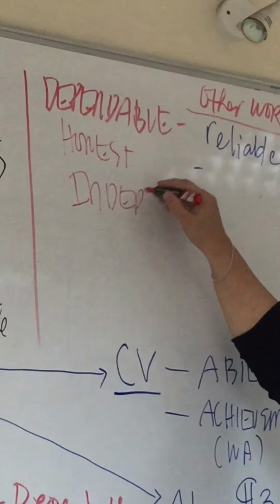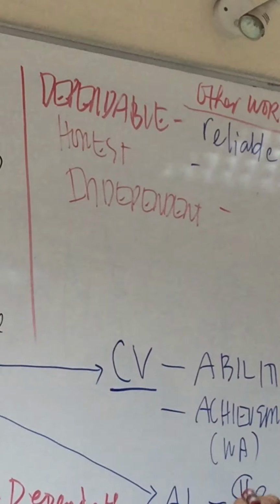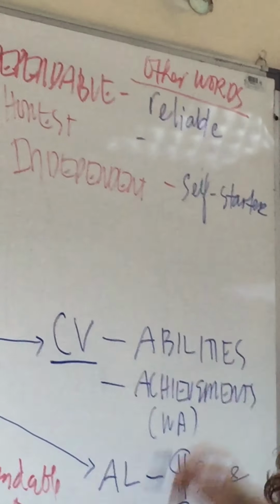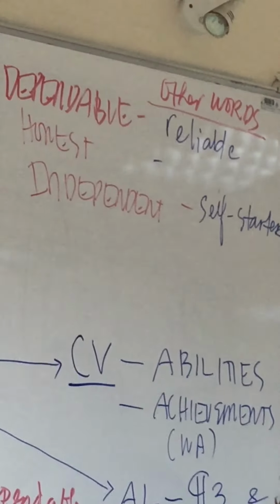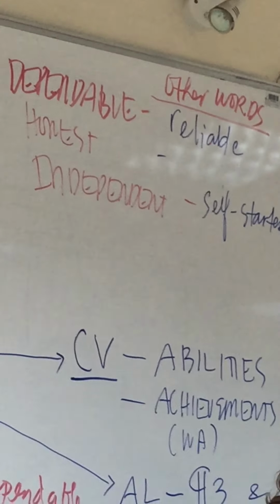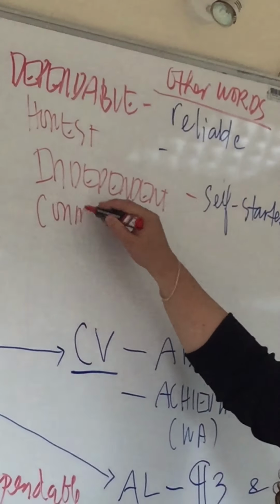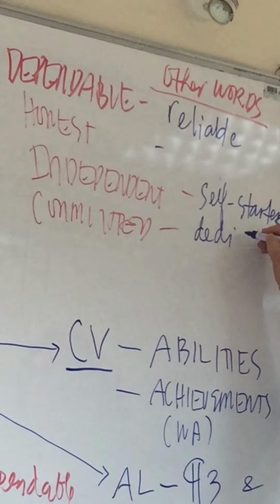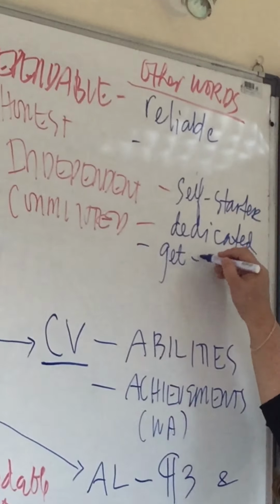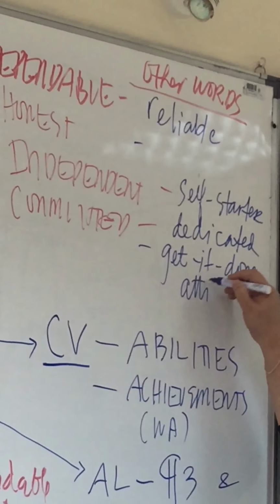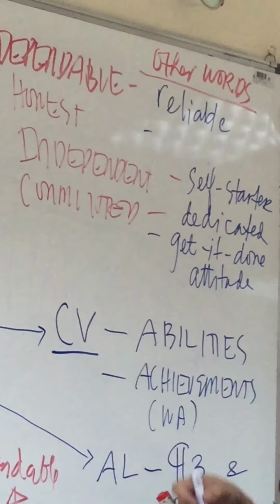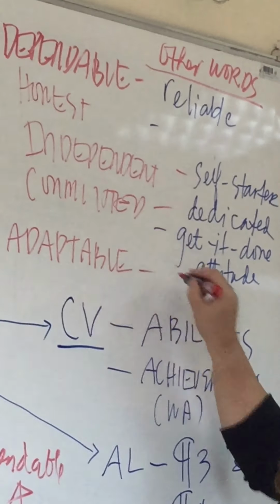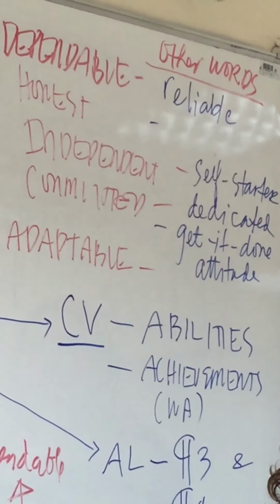Under independent, we have one other word. This is what we call self-starter, because you begin to make decisions by yourself and take responsibility of any error by yourself. Under committed, we have two of these. What are these? You have your dedicated and you have your get-it-done attitude. There are two. And then under your adaptable, this is a little lengthy.